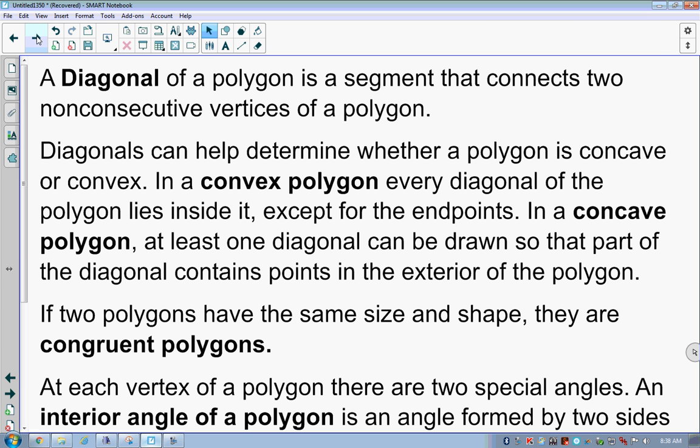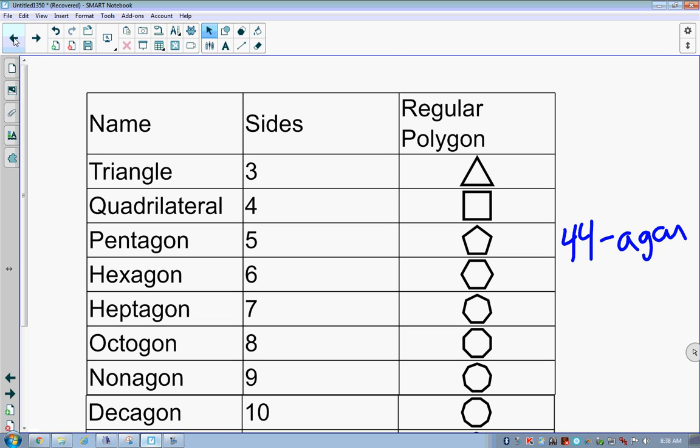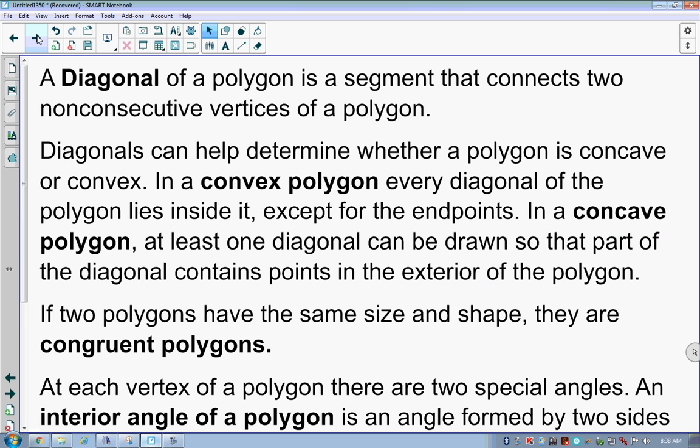All right, we've got a little bit more here in terms of classifying some things. One of the things that we want to pay attention to are diagonals. A diagonal of a polygon is a segment that connects two non-consecutive vertices of a polygon. If I go back a page, okay, a diagonal would go from there to there. I can draw one from there to there, here to here, those types of things. I can make some more in there, but that's what we're looking at, going from non-consecutive vertices. Okay?